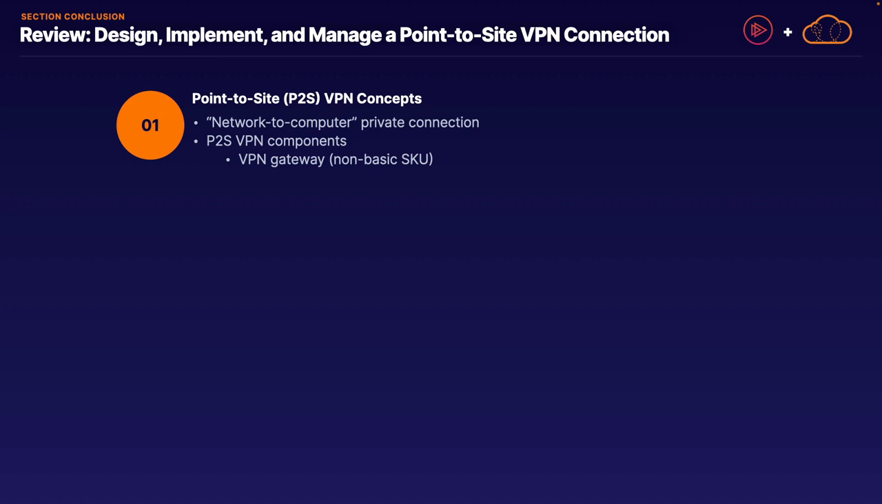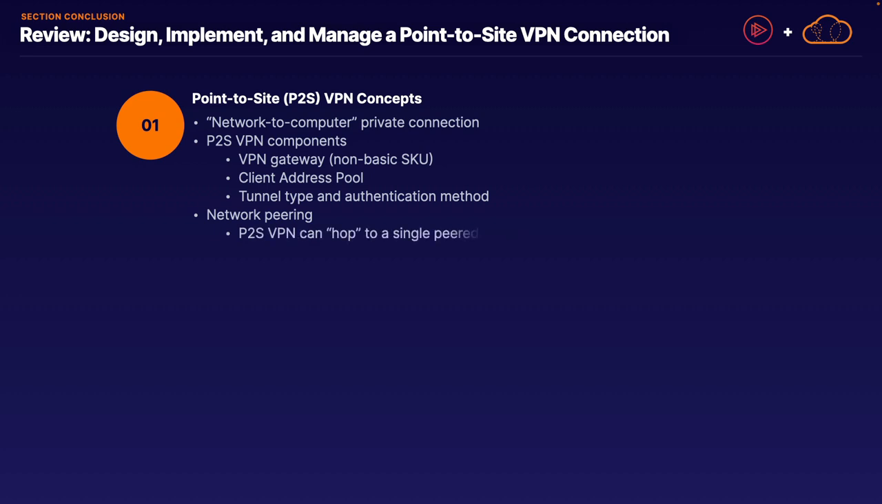And we also learned about the new components, which include a client address pool assigned to end clients, and also a tunnel type and authentication method, of which there are multiple options available. We also reviewed our previous points on network peering, in which, in the same manner as a site-to-site VPN connection, a point-to-site VPN connection can hop to a single peered virtual network, but not beyond that network.